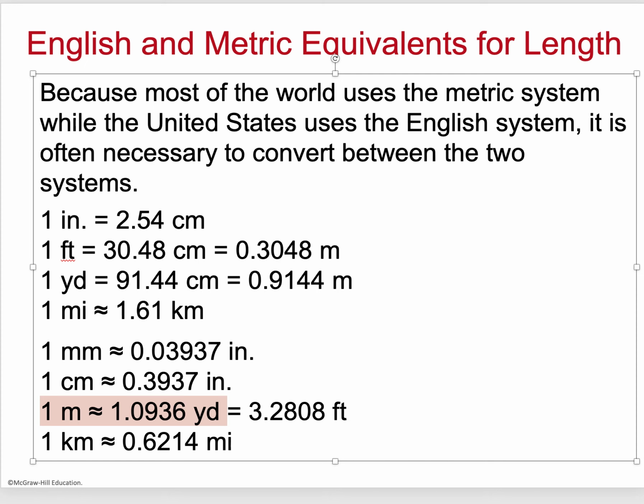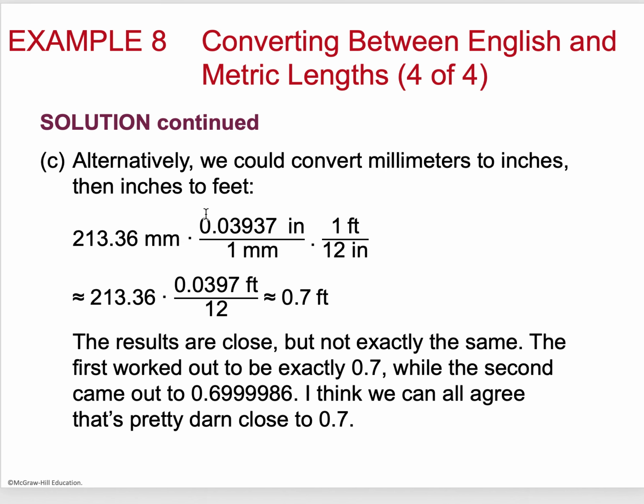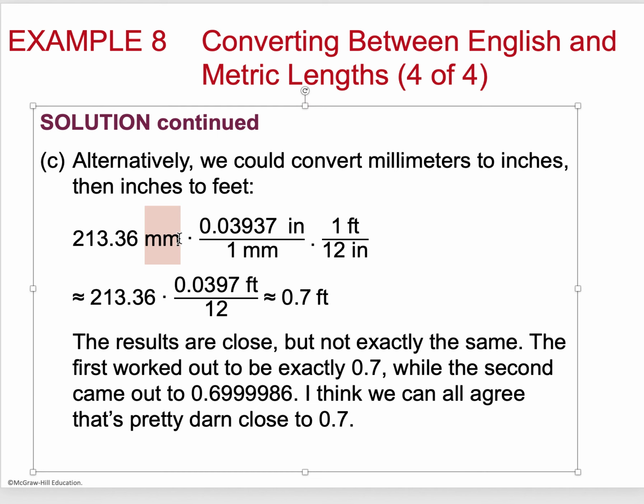So we're going to have to do multiple conversion factors. I'm going to first go from millimeters to inches for my conversion factor, and then I'm going to go from inches to feet. So I need millimeters in the denominator. This is a two-step problem. That gets me to inches. Then I need inches in the denominator to go to feet. So I'm going to do that two-step and get 0.7.